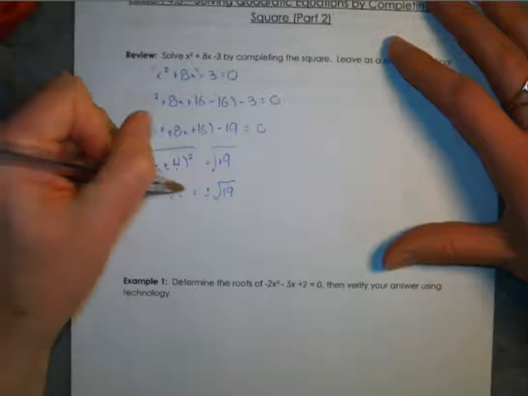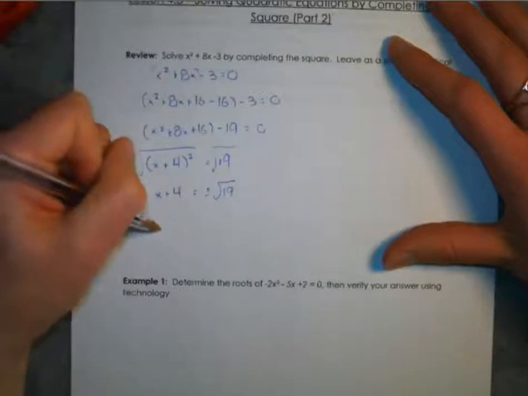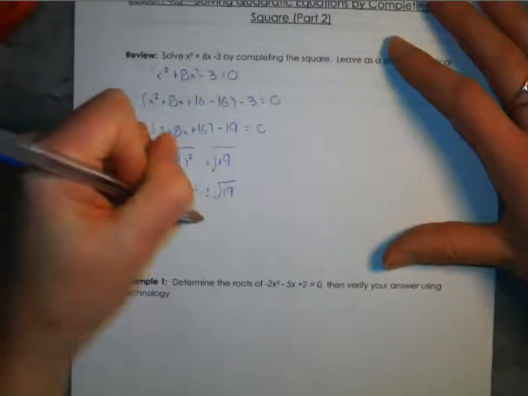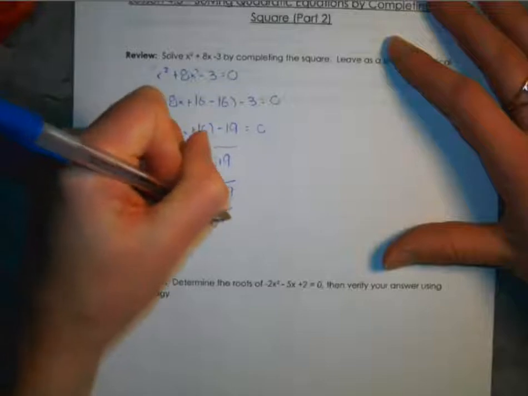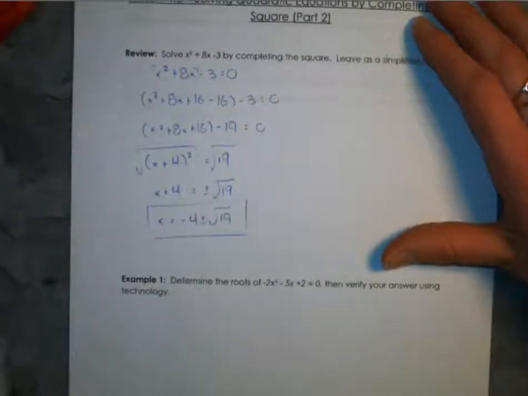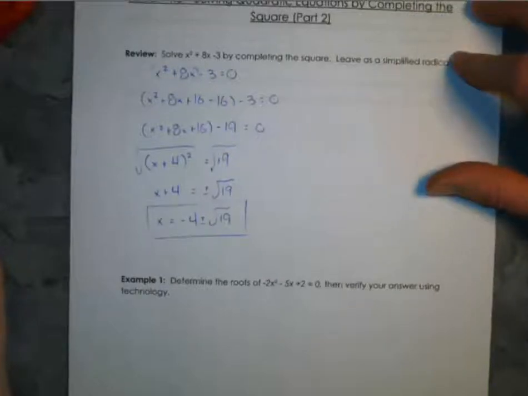Then we want to move this 4 away from the x, so because it's plus 4 we need to subtract it from both sides, so we end up with x equals negative 4 plus or minus the square root of 19. And that is our final answer, left in simplified radical form.